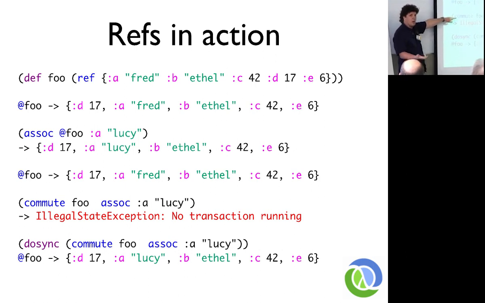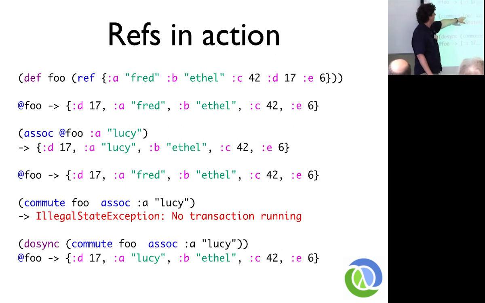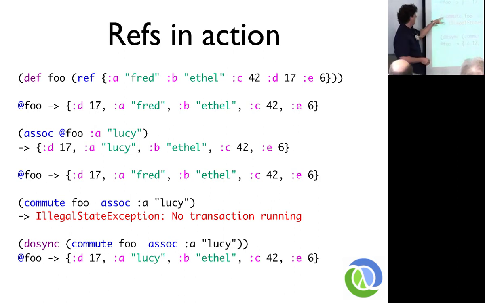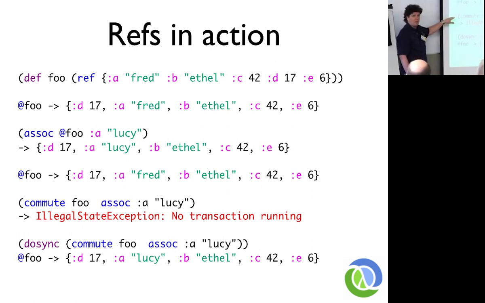This function is one of the transactional functions. There's alter, commute, and set. Commute takes a reference, a function, and any arguments. And we'll run that inside the transaction, except I didn't start a transaction. So, not okay. Again, the system is helping. You tried to change something outside of a transaction, that's not going to happen. Wrap that same thing in a dosync, and it works.